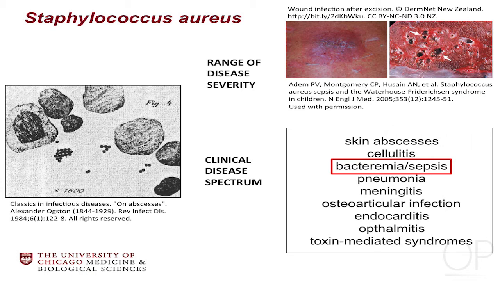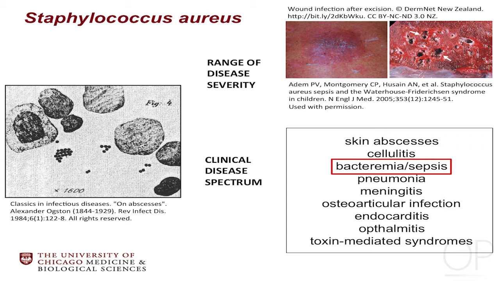The organism is pictured in some what I think are very beautiful drawings from Alexander Ogston, shown on the left, where you can see the pathogen in small clusters associated with a number of different white blood cells in a sample that was taken from a human infection.